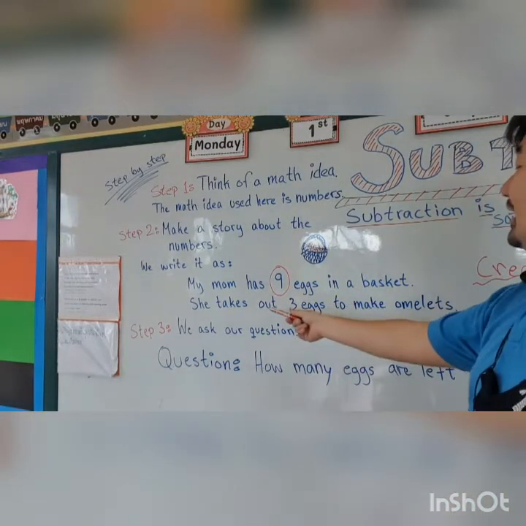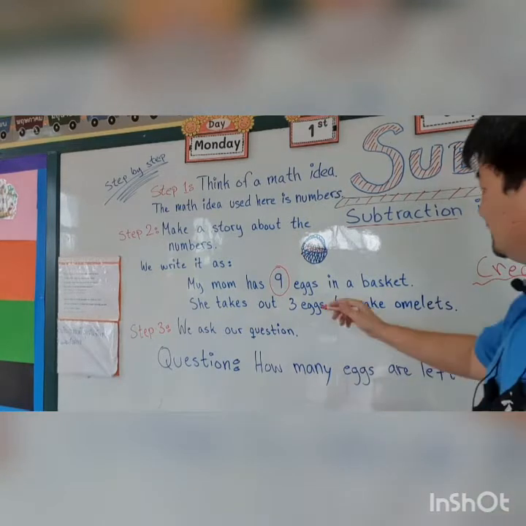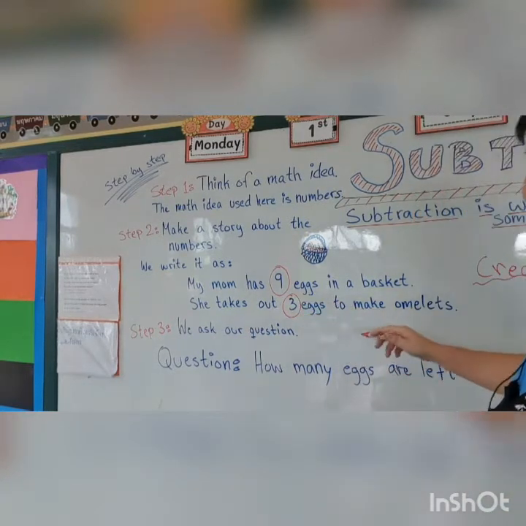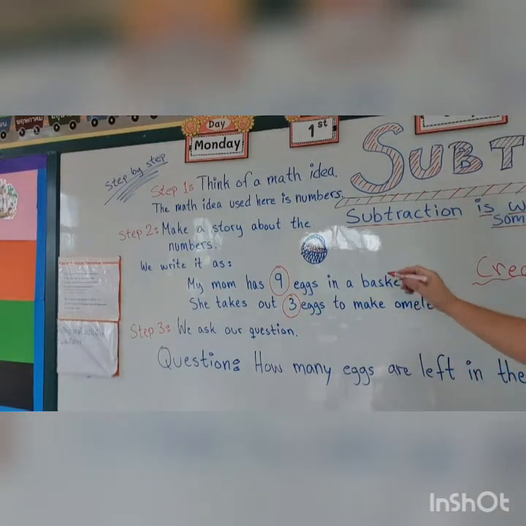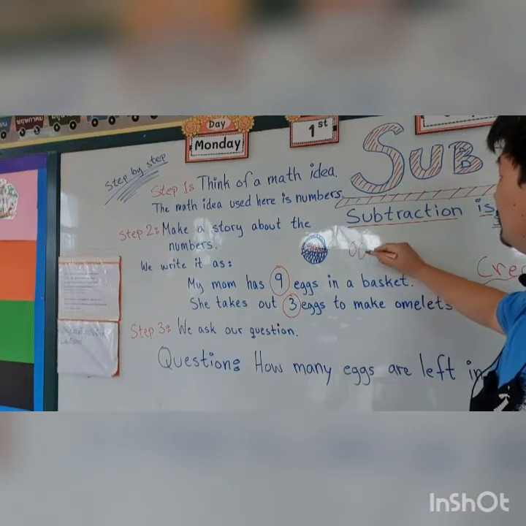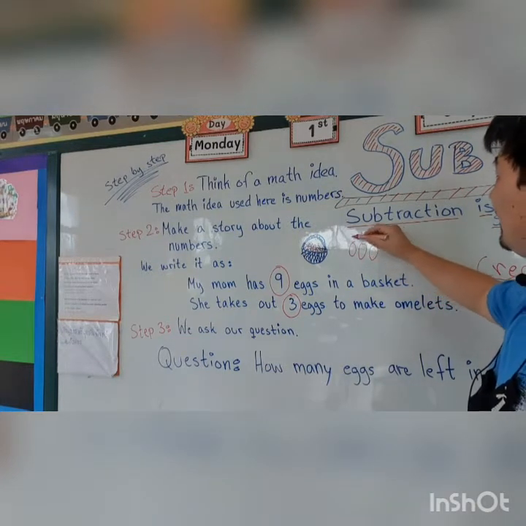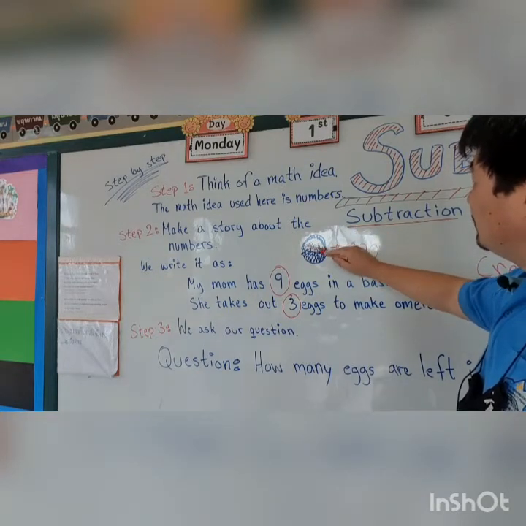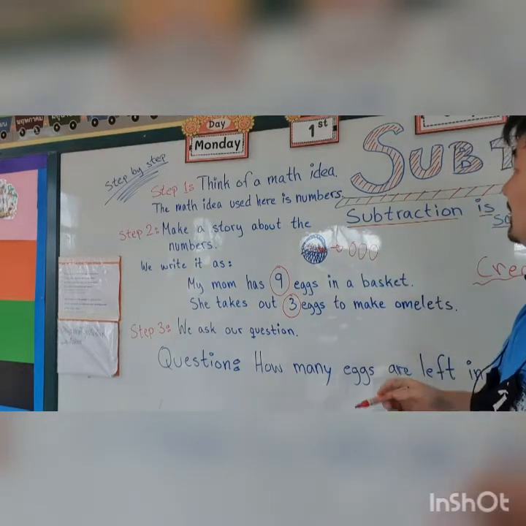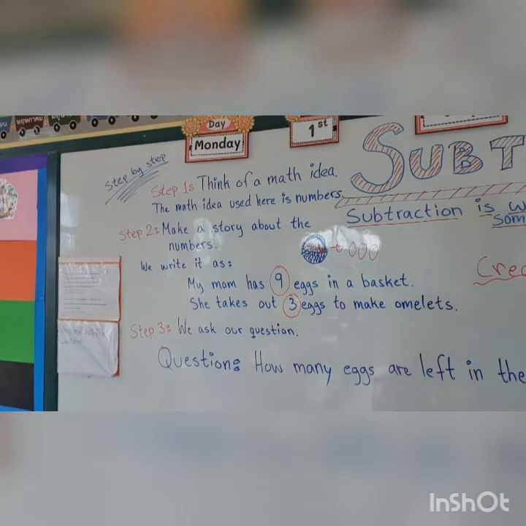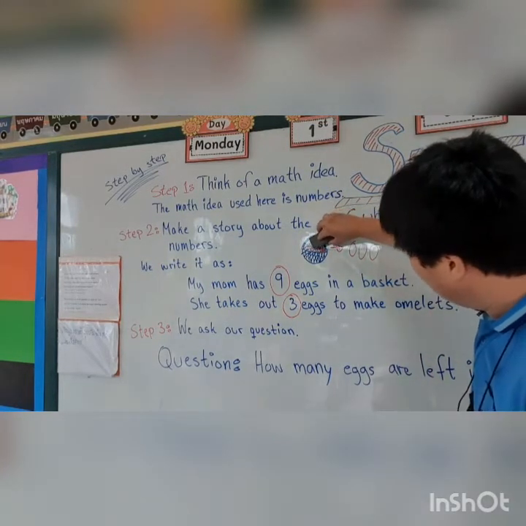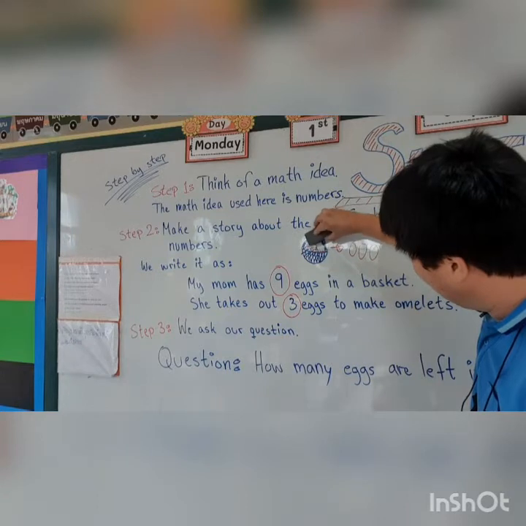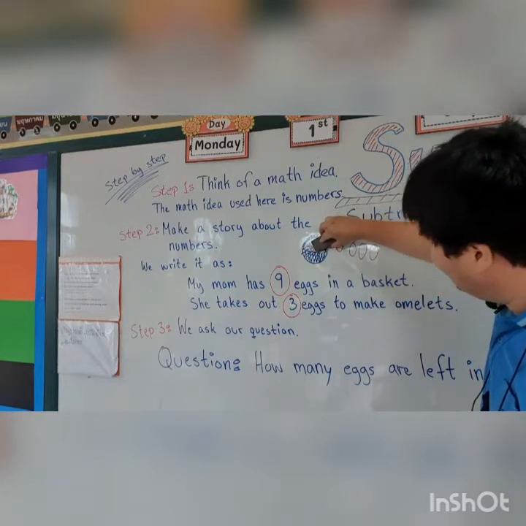And then she takes out 3 eggs. She takes out 3 eggs to make omelets. So 1, 2, 3. 3 eggs she takes out. 1, 2, 3. These go away. Let's delete them. So 3 eggs go away. Okay, like that.